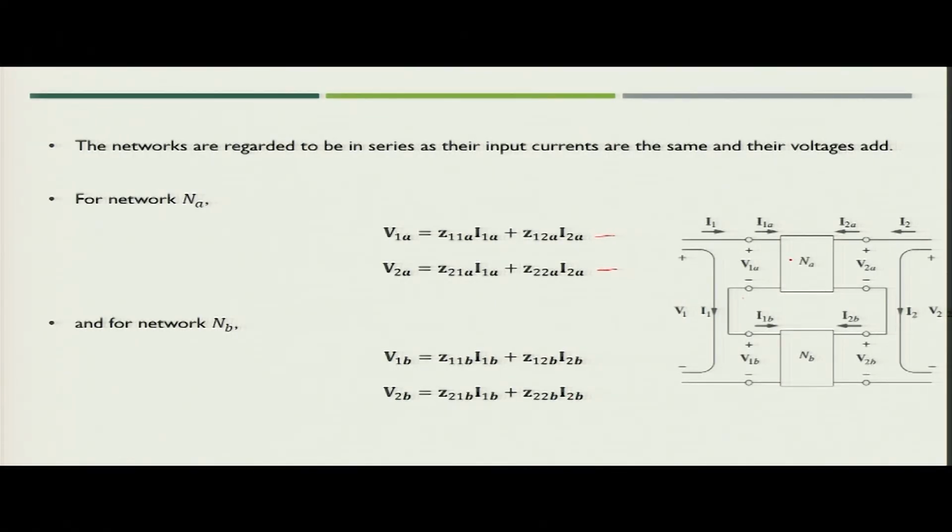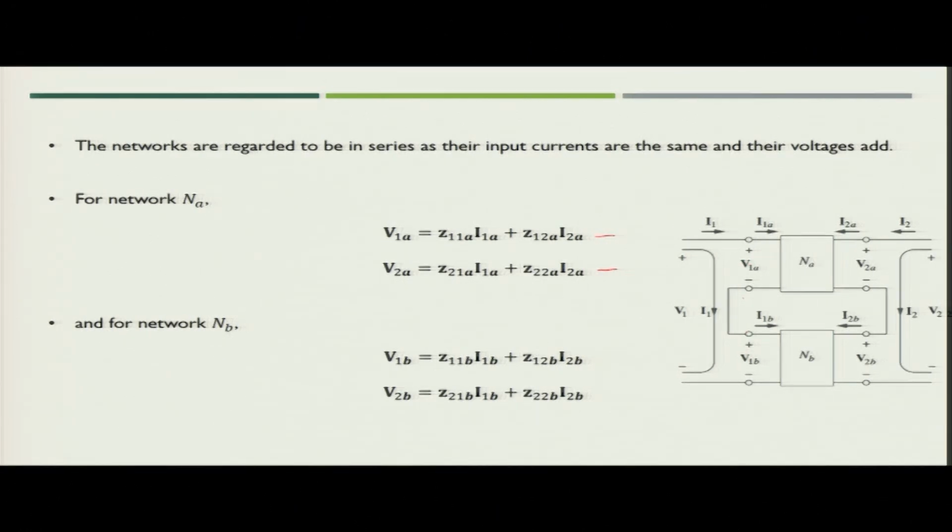Now, if you see this figure, we can simply say that since the two port networks are connected in series, I1 is equal to I1A and also equal to I1B, because the same current will flow in both of the ports. Similarly, V1 can be written as V1A plus V1B.